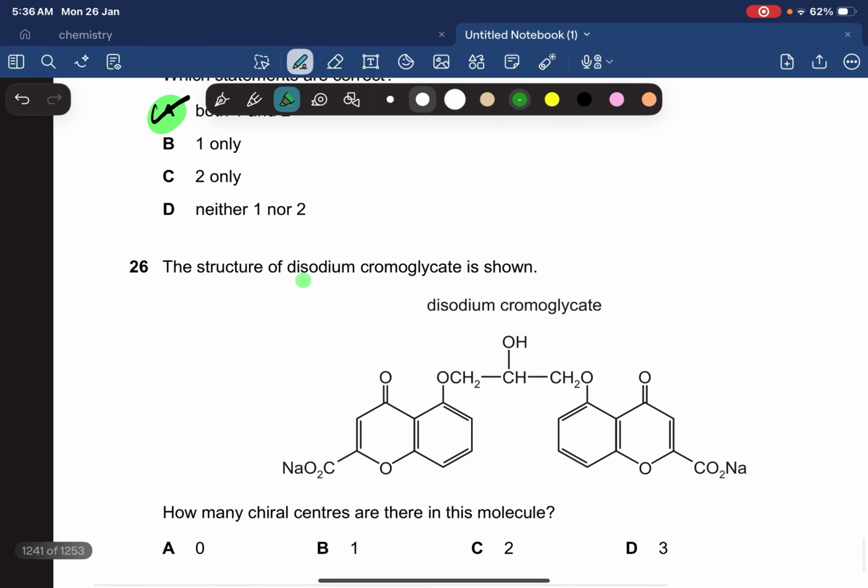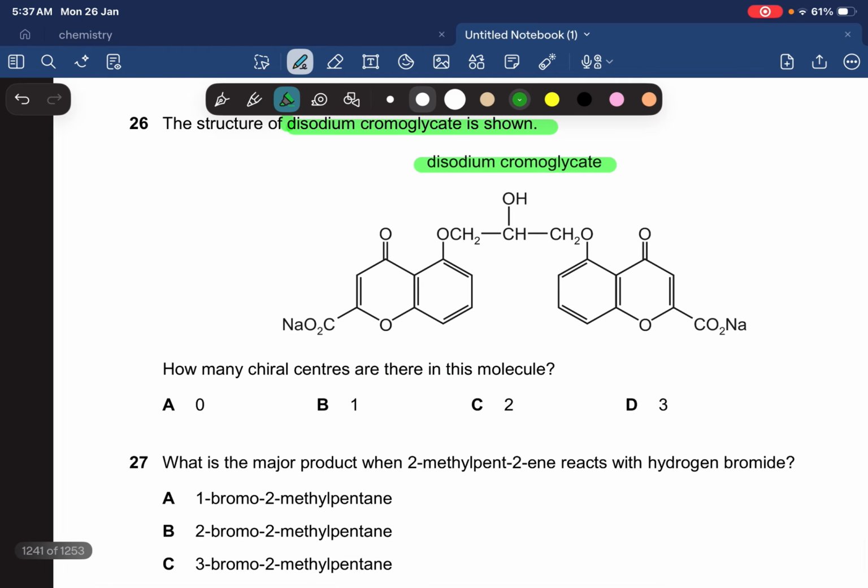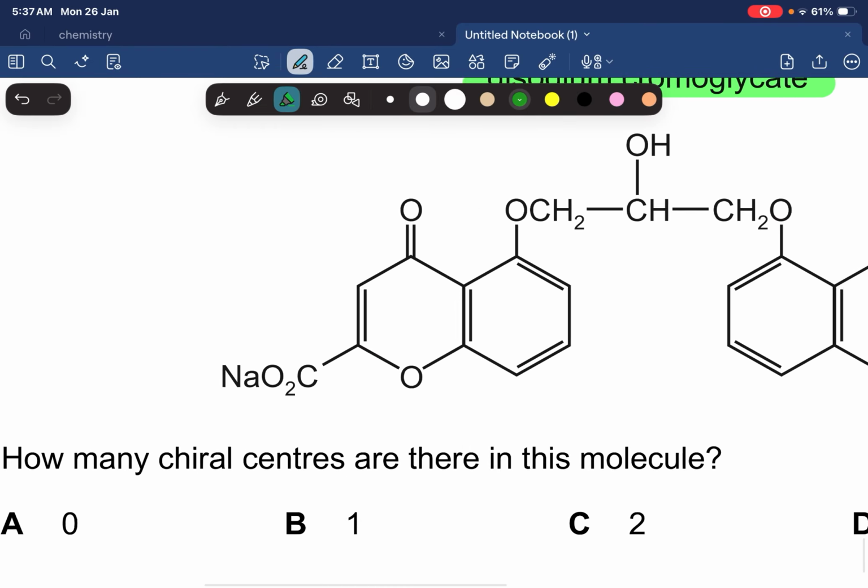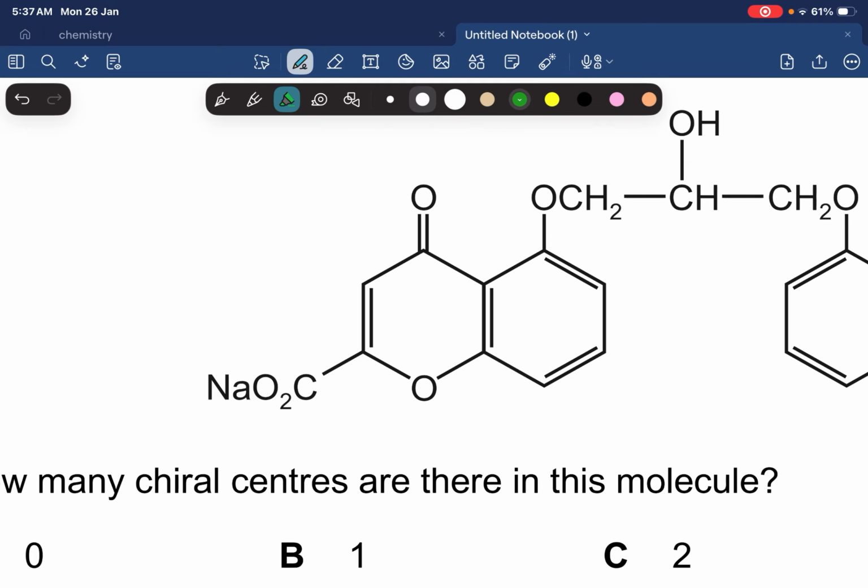The structure of disodium chromoglycate is shown. This is disodium chromoglycate. How many chiral centers are there in this molecule? So we gotta figure out chiral centers. Okay, I'll have to look at it carefully and then I'm gonna speak.